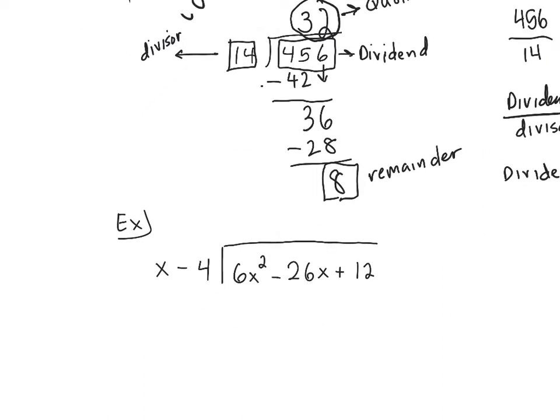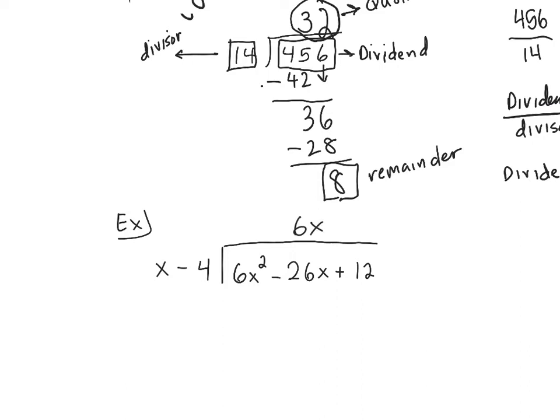So let's get in then and review how to do this long division algorithm with polynomials. We focus primarily on the first term of the divisor and the first term of the dividend. And we need to ask, how many times does x go into 6x squared? And the answer is 6x.